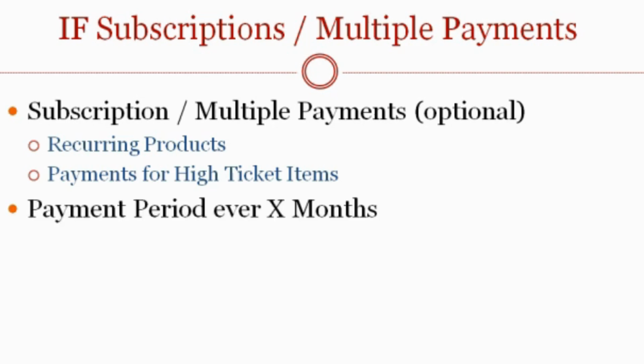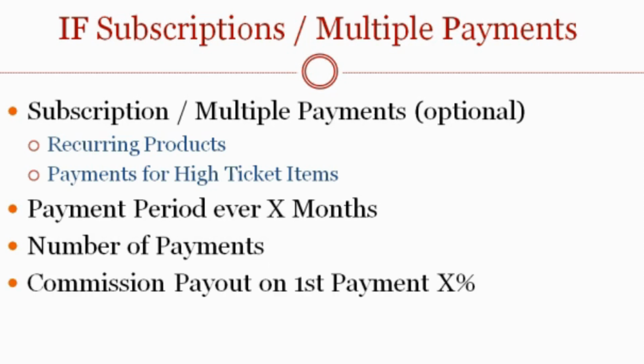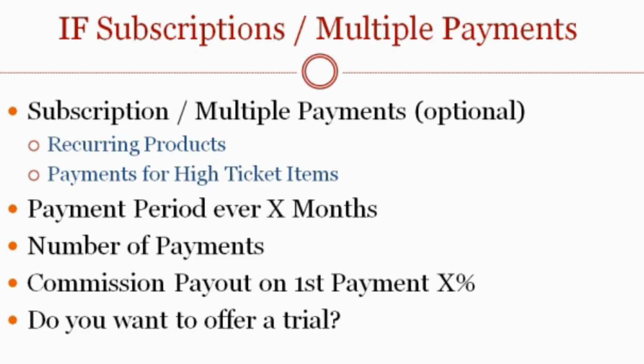Then you're going to need to know the payment period for X amount of months. So let's say, for example, your membership site was 6 months. If it's 6 months, you need the number of payments in those 6 months, and then of course how much your affiliate gets on that first payment.